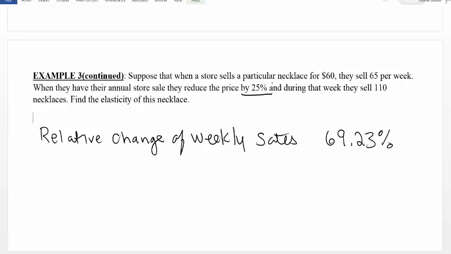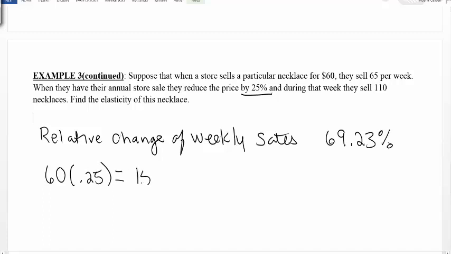So if we have a 25% discount, if we were to multiply 60 by 25%, 0.25, that would give me the number 15. And what that represents is the amount of money that I'm going to take off of the price for this sale. So normally, the necklace is going to cost $60. I'm multiplying that by 25% to see how much of a discount I get, which is $15, which means that my new price is going to be 60 minus 15, which gives me $45. So my new price is $45.